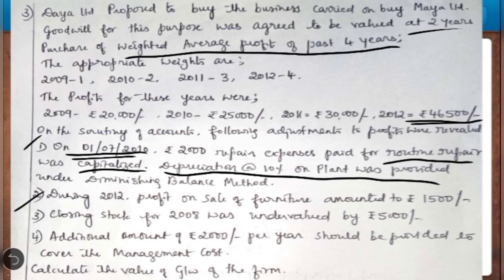So now what adjustment is required? You have to deduct it from the profit of 2012 to bring it to the normal level, normal operating profit. Okay. Then the third one, closing stock of 2008 was undervalued by 5000. Again a similar adjustment when compared to the previous question. But there it was overvalued, but here it is undervalued. Closing stock of 2008 was undervalued by 5000.